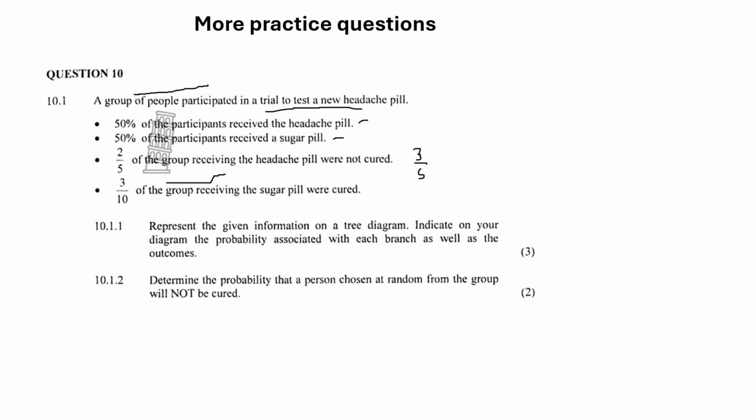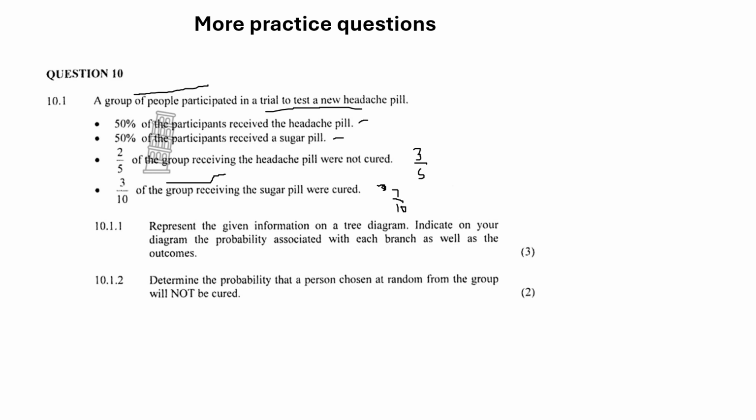3/10 of the people receiving the sugar pill were cured, meaning 7 over 10 won't be cured, because they work inverse. At the end of the day, when you add them, they must add up to 10. So if 2 over 5 is not cured, therefore 3 over 5 will be cured. Same, if 3 over 10 is cured, therefore 7 over 10 will not be cured. So now they're asking us to represent that in a tree diagram.